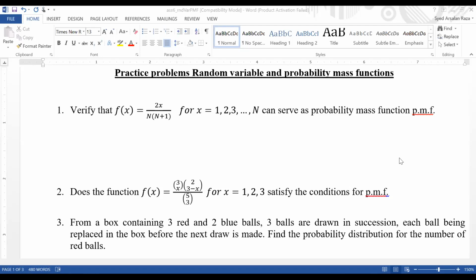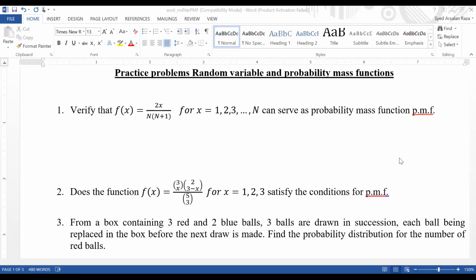If it is in the form of a function, then it must contain all values of the random variable x and a formula for the computation of the probabilities. These two things must be there. If both are there, then we can call it a probability mass function.